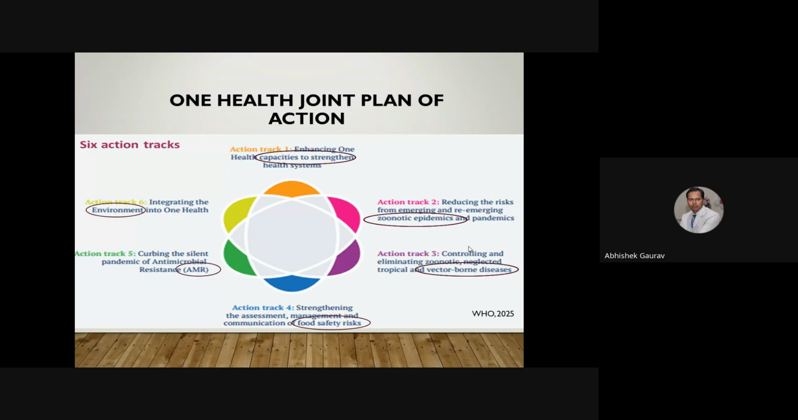AMR cannot be eliminated. AMR is a natural phenomenon. We cannot treat AMR. What we can do is we can simply prevent it. We can slow it down. Otherwise, AMR is a natural phenomenon. AMR was there when the antibiotics were not discovered. Before the discovery of penicillin also, there was AMR. But when we started using the antibiotics non-judiciously, then it started increasing. So AMR cannot be stopped. AMR can only be prevented.